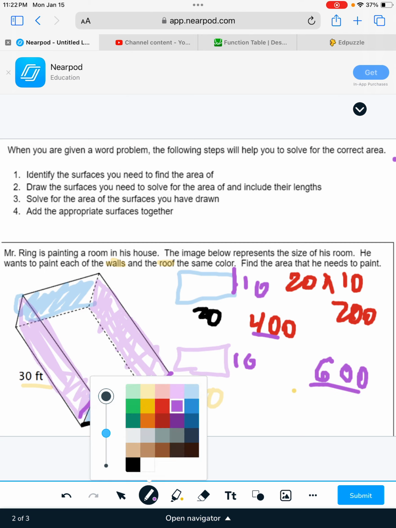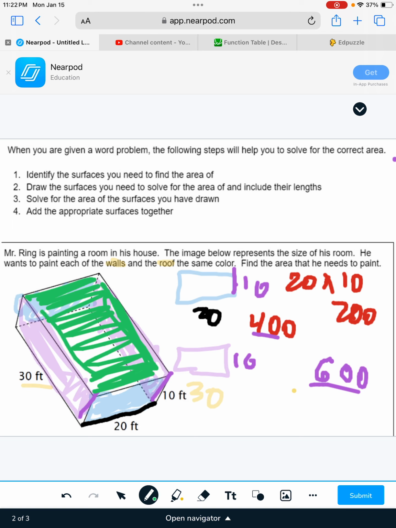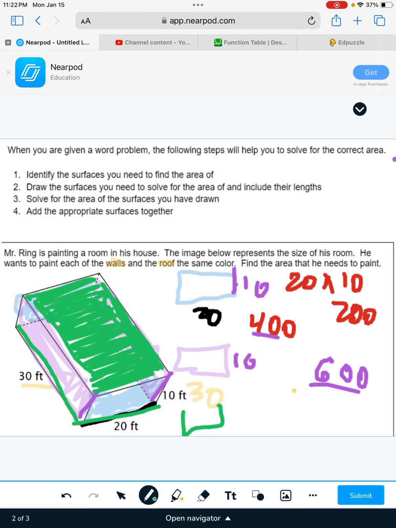Don't forget, though, I want to paint the roof the same color. And that's this top part up here. If I look at this room and I want to find out how long and how wide the roof is, I'm looking at this line here, the 30, and this line here, the 20. The roof of 20 by 30 makes 600. I am asking you now, do I have to multiply that 600 by 2? In this case, no. And the reason for that is because, again, I'm not painting the floor.